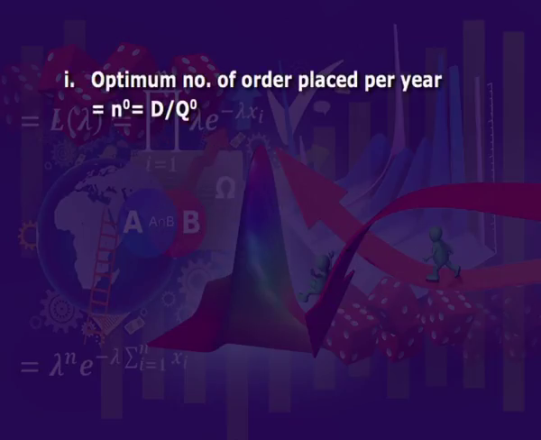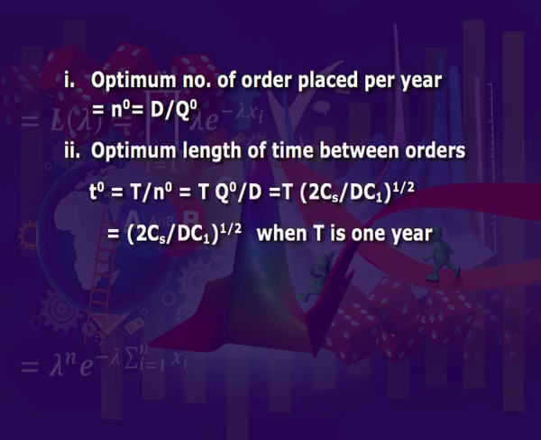Hence, we have number 1, optimum number of orders placed per year denoted by N0, which is equal to D by Q0. Second, optimum length of time between the orders equal to T0, which is given by T upon N0 equal to T into Q0 divided by D, which is equal to T into under root 2 times CS divided by D into C1. On simplification, we get under root 2 CS divided by D C1 when T is 1 year.